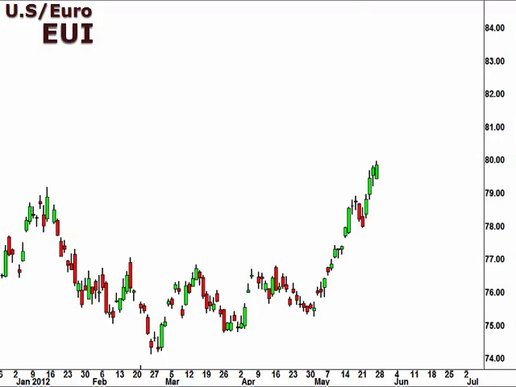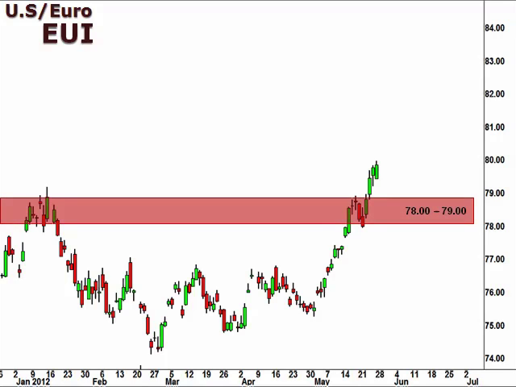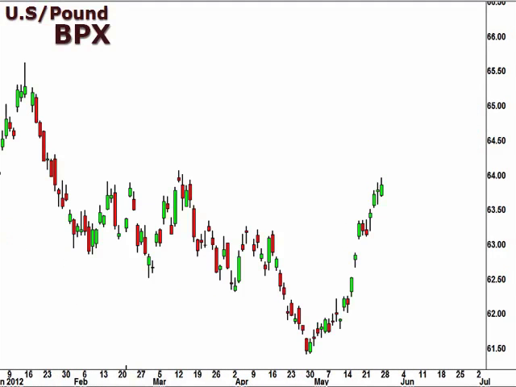Next up, let's take a look at the EUI, the US dollar versus the euro. Well, the EUI continues to trend higher, and 78-79 has now become a new support. A break below 78 opens the window for a deeper retracement. However, provided that 78 holds, we are targeting the 81-82 level to the upside.